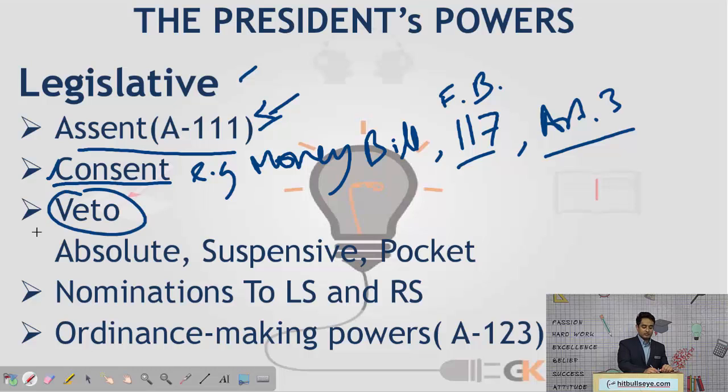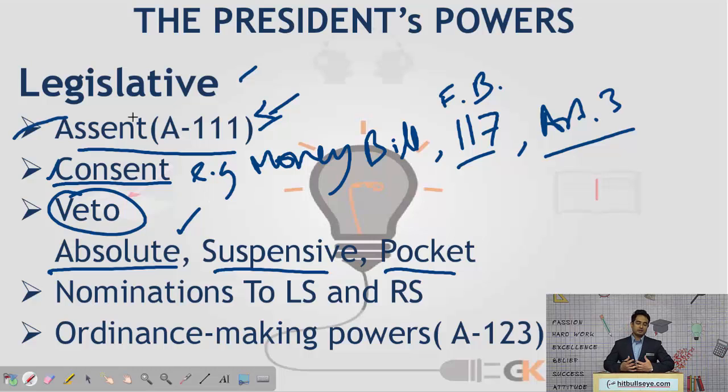And then there are certain vetoes that the president has: absolute veto, suspensive veto, and pocket veto. These are the three vetoes that the president has. Absolute veto means if any bill is given to the president for his assent, then it is within his power to either sign it or to reject it. This is the absolute power.